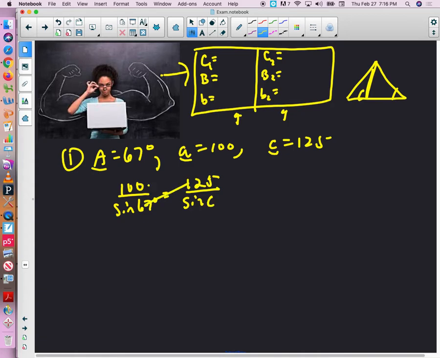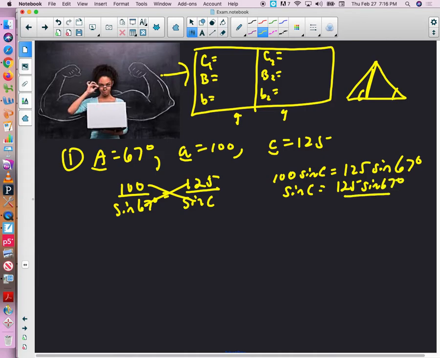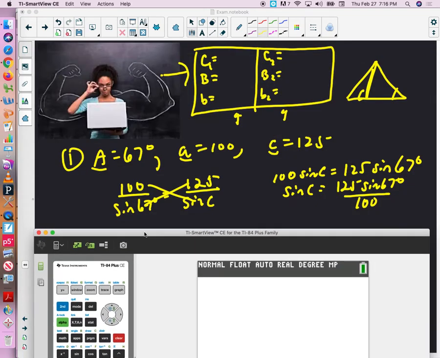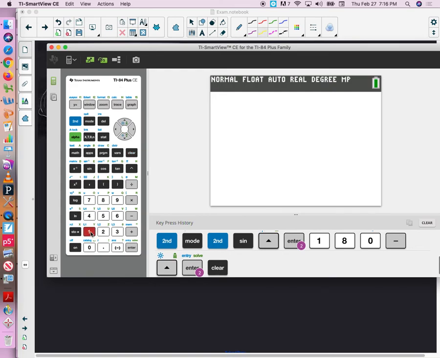So I'm going to cross multiply. 100 sine C equals 125 sine of 67 degrees. So I have sine of C as 125 sine of 67 degrees over 100. So now I'm going to type that in to find sine C. All right, so what are my numbers? 125 sine 67. I've checked my mode already. Divided by 100. Close your parentheses.